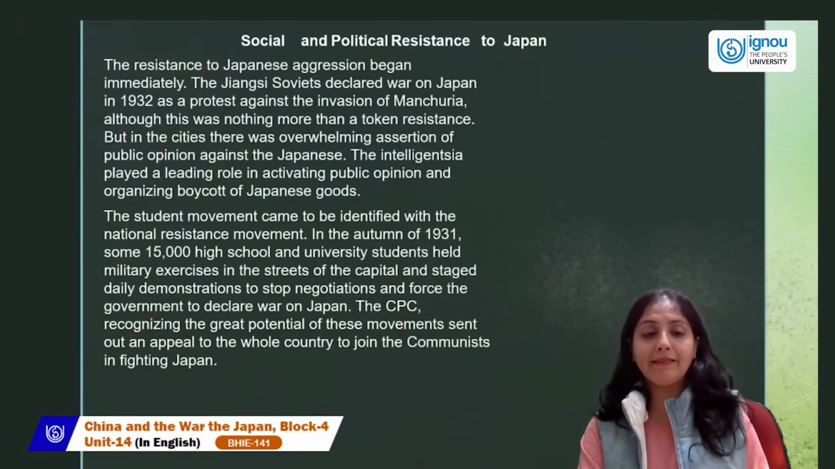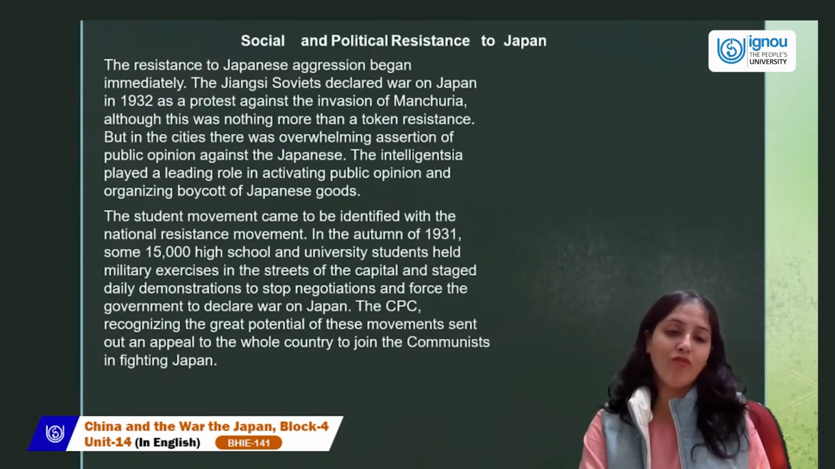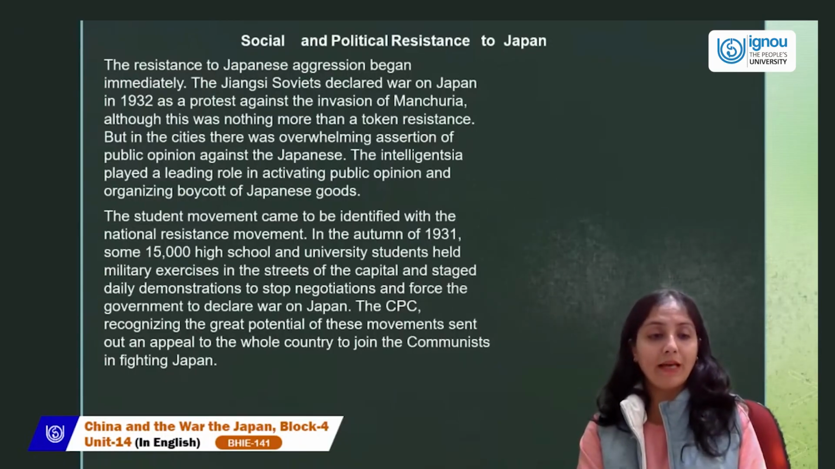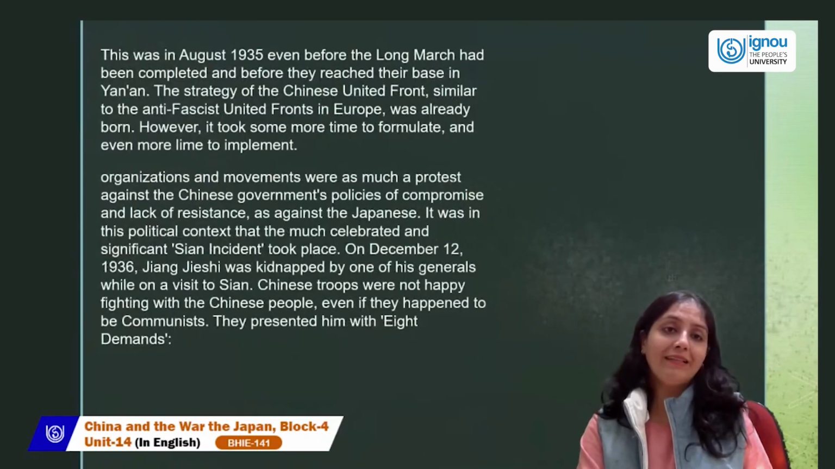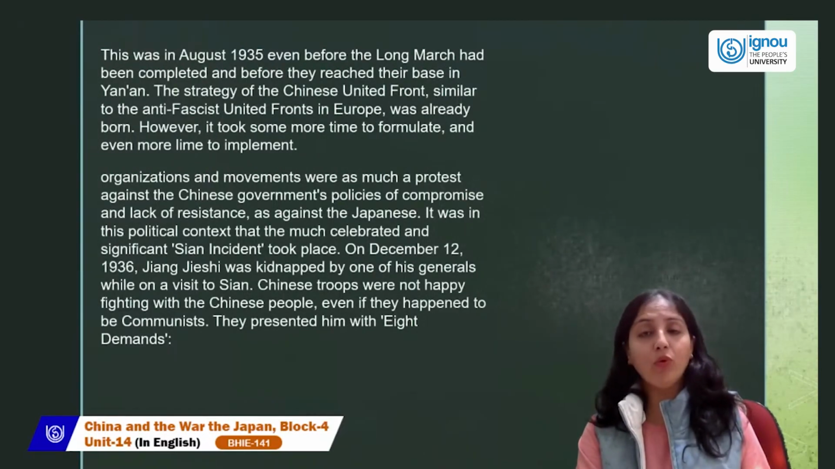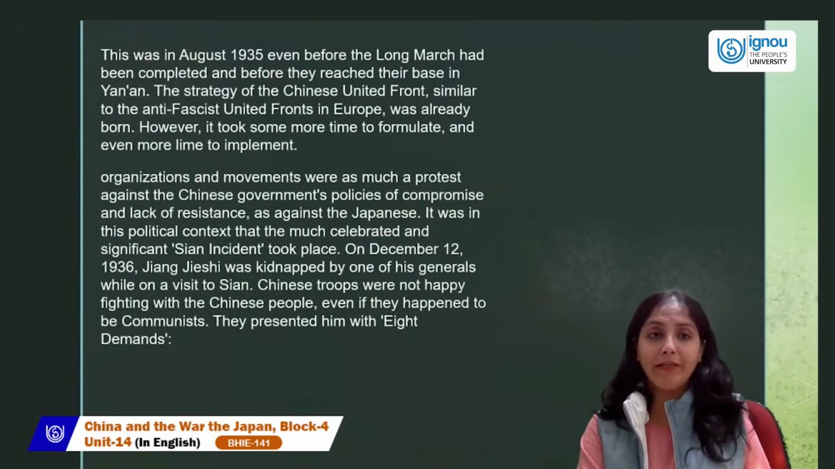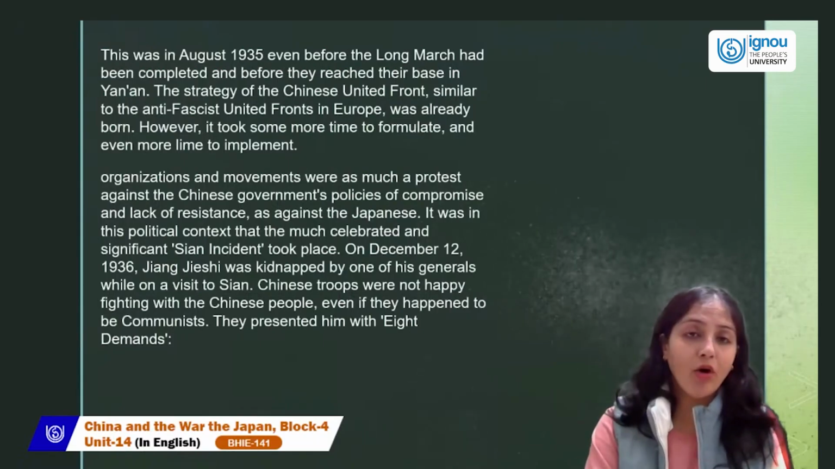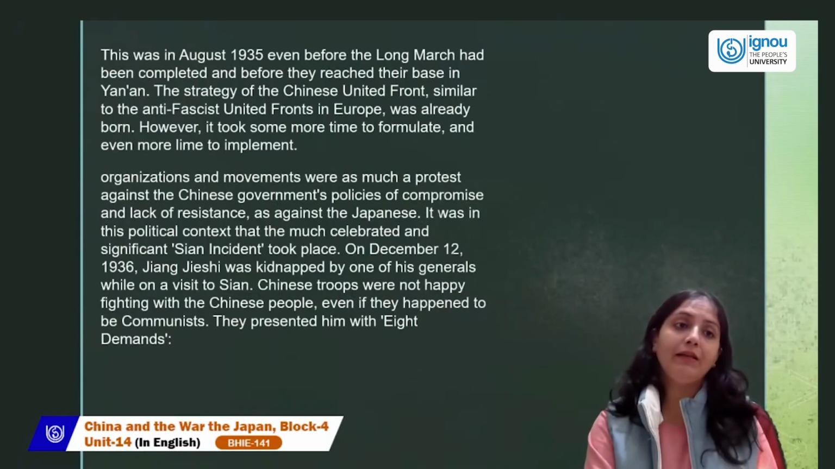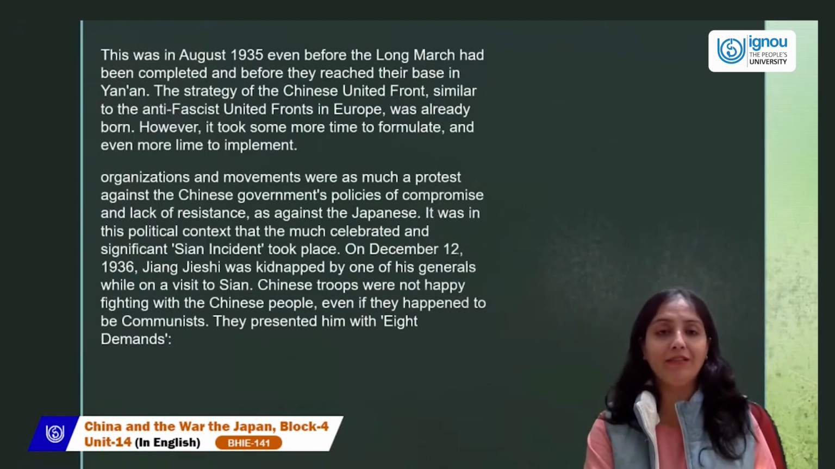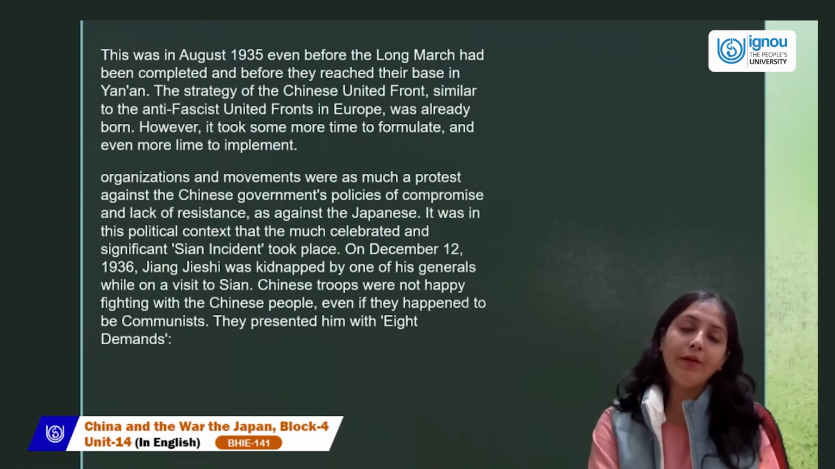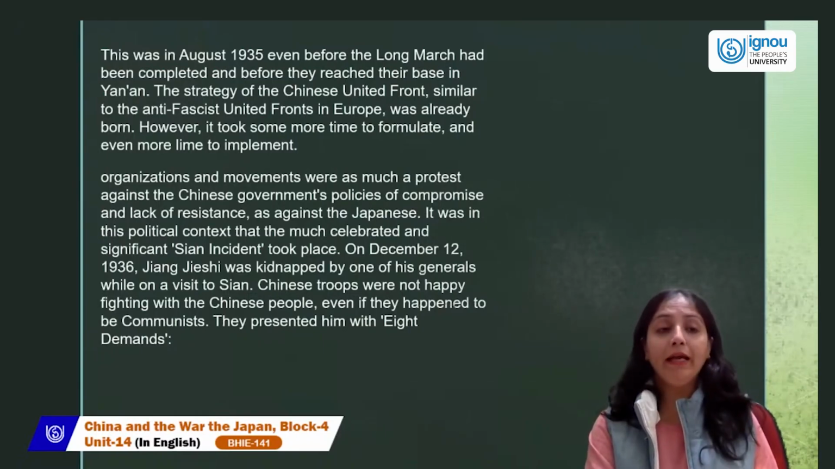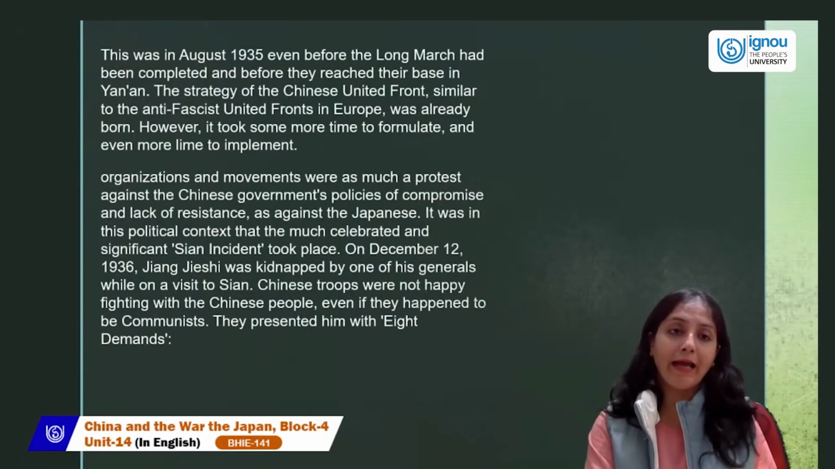The CPC, recognizing the great potential of these movements, sent out an appeal to the whole country to join the communists in fighting Japan. This was in August 1935, even before the Long March had been completed and before they reached their base in Yan'an. The strategy of the Chinese United Front, similar to the anti-fascist United Fronts in Europe, was already born. However, it took some more time to formulate and even more time to implement.